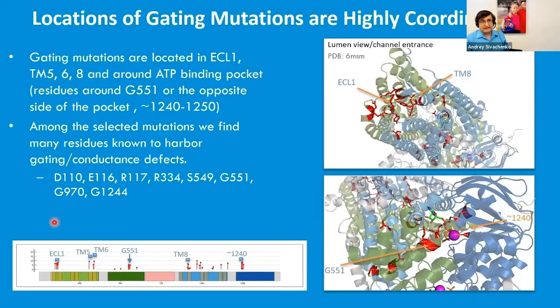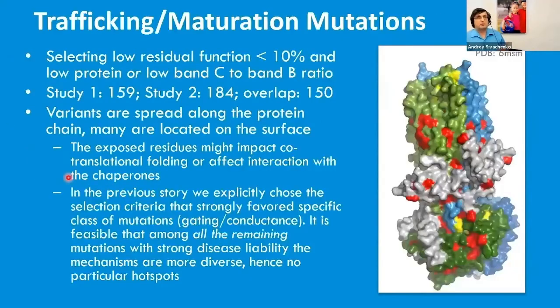Also, just as a sanity check, we definitely identify with our procedure, with our query, a number of residues that are known to cause specifically gating or conductance defects when they are mutated. Now, of course, we can ask ourselves, but what about those severe mutations that we did not select in the previous query? Well, we have a large number of them, and they seem to be located all over the protein.